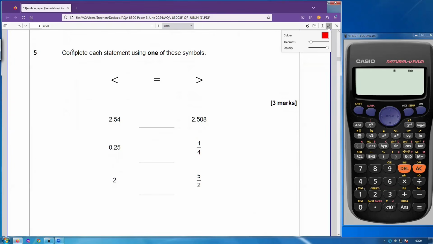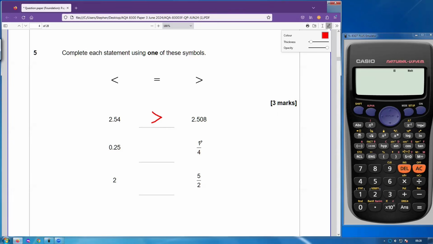Question 5. Complete each statement using one of these symbols. Less than, equals, greater than. 2.54, look at the 4, and here is a 0. That 4 is bigger than the 0. The first bit is the same, 2.5, 2.5. So it's bigger. So 2.54 is greater than 2.508.